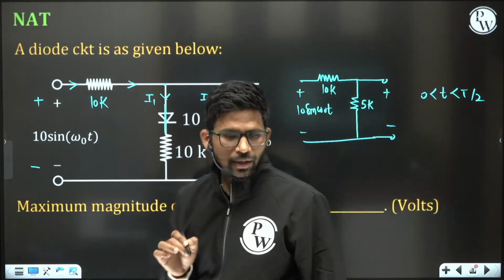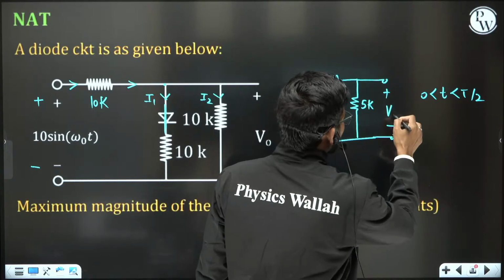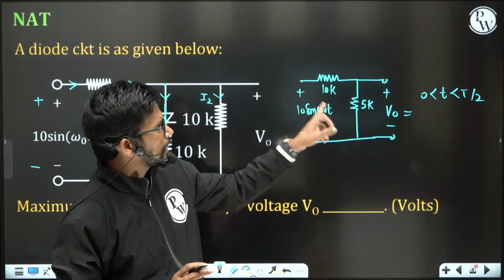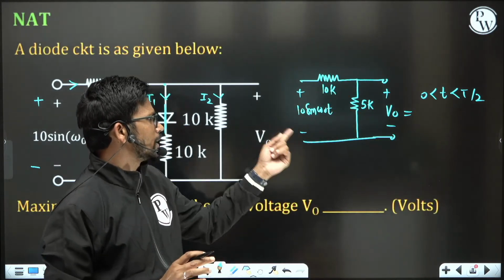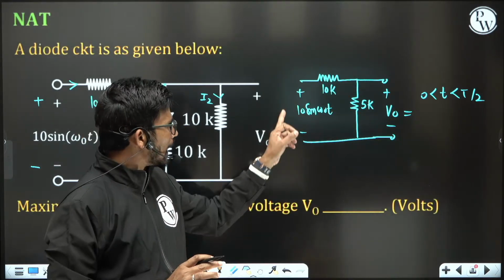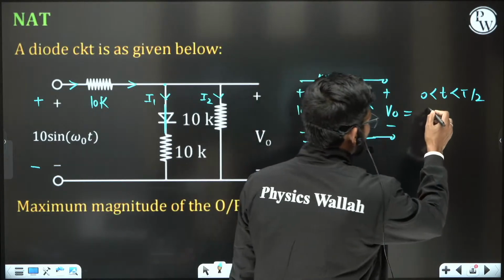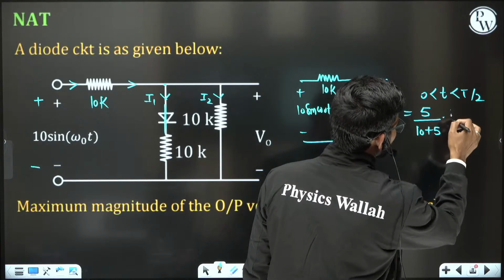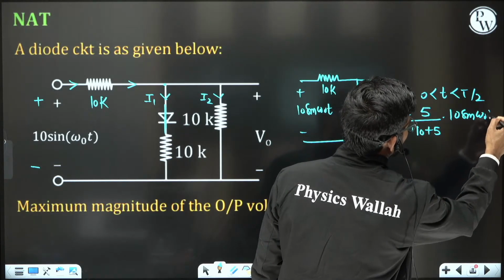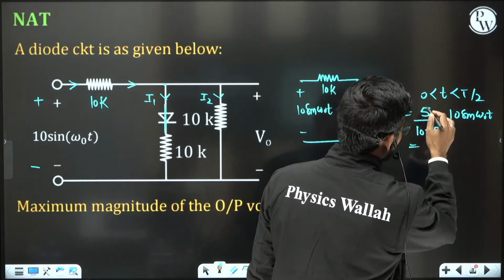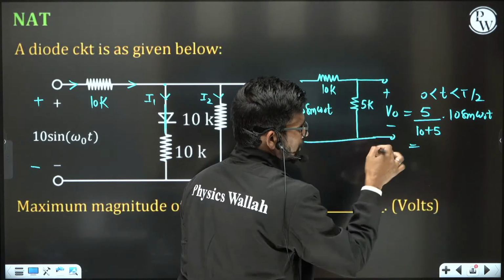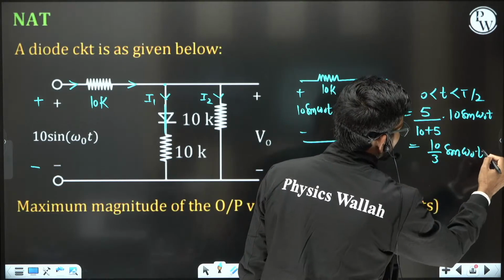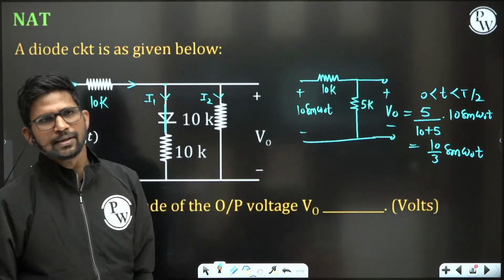Now what will this V naught be? Apply the voltage division rule. This 10 kilo ohm and 5 kilo ohm are connected in series, the voltage across the 5 kilo ohm is V naught, and the input voltage is 10 sin omega naught t. So the voltage across the 5 is 5 upon 10 plus 5, the total resistance, into 10 sin omega naught t, the input voltage. This comes out to be 5 by 15, that is 1 by 3, that is 10 by 3 sin omega naught t. In the first half of the cycle, this will be the output.